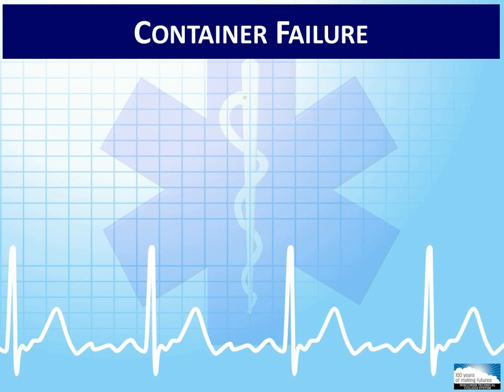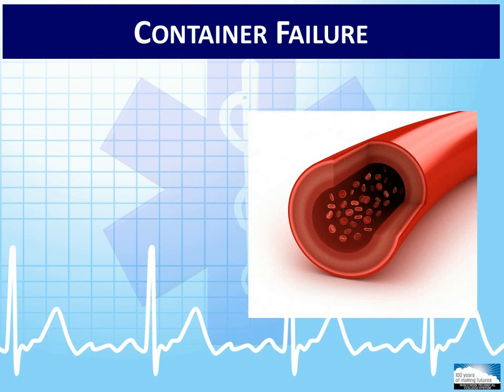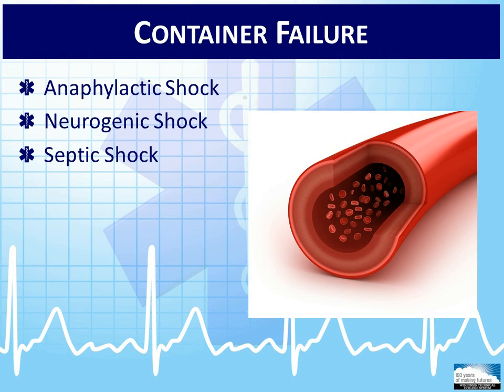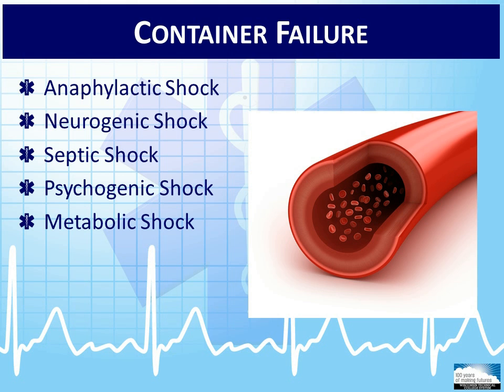A number of pathologies can cause the container or network of blood vessels in the cardiovascular system to fail. Each situation is unique with different signs, symptoms, and respective interventions. Hypoperfusion due to container failure may be classified as anaphylactic, neurogenic, septic, psychogenic, or metabolic shock depending on the underlying pathology.